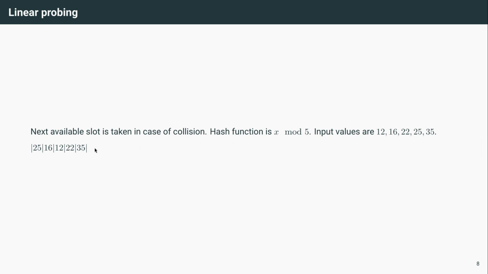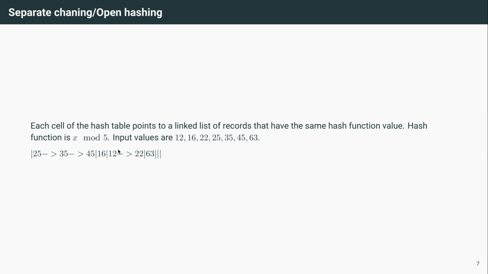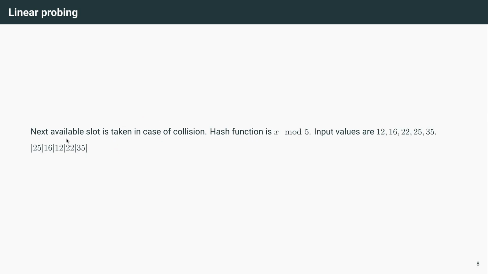The second technique, which is open addressing or closed hashing, is linear probing. In this case, the next slot will be taken. For example, the hash function is x mod 5. 12 comes in and sits at cell 3. Then 16 comes in, so it takes cell 2. Then 22 comes in and sees that it should be sitting at cell 3, but since cell 3 is already occupied, it takes the next position, that is the fourth cell.